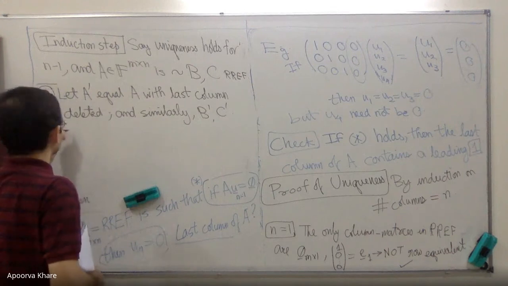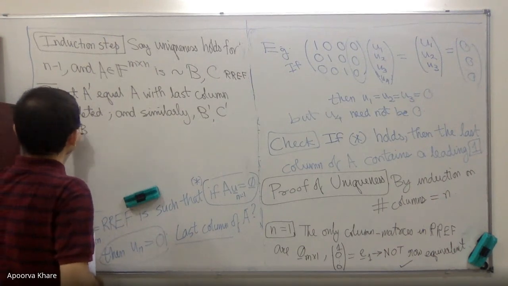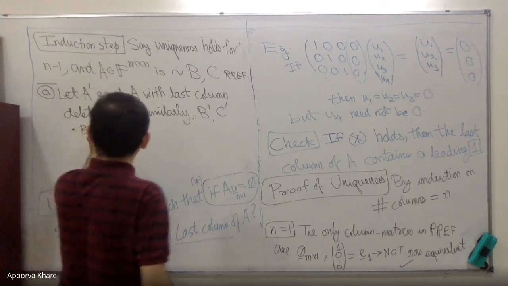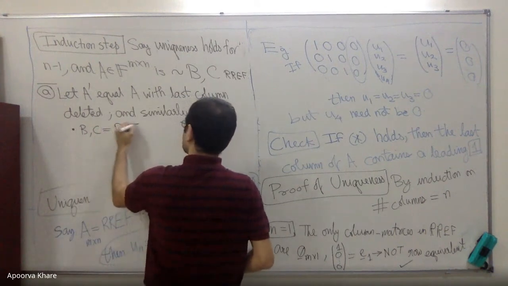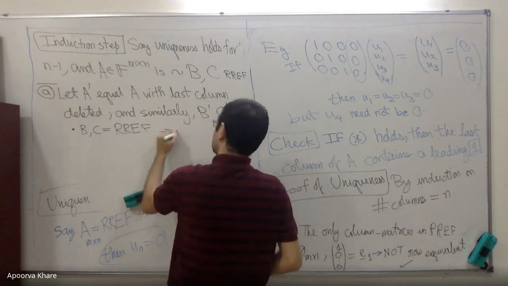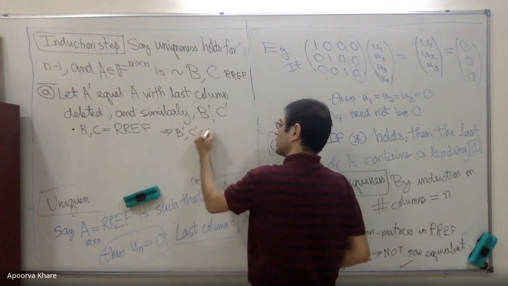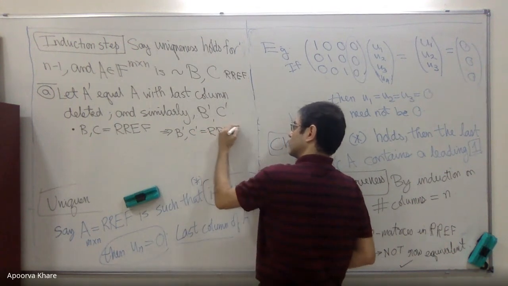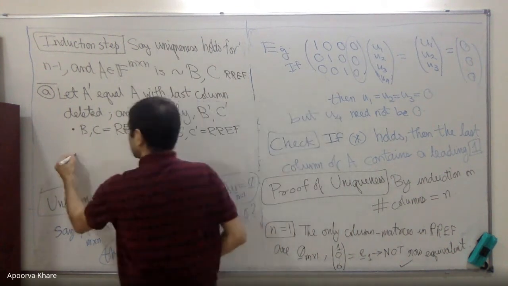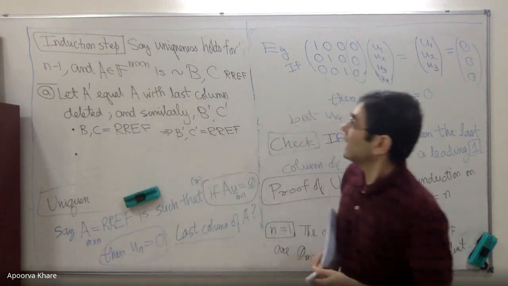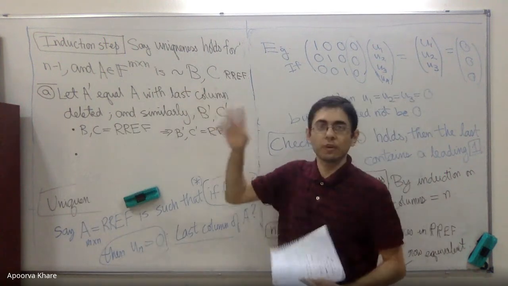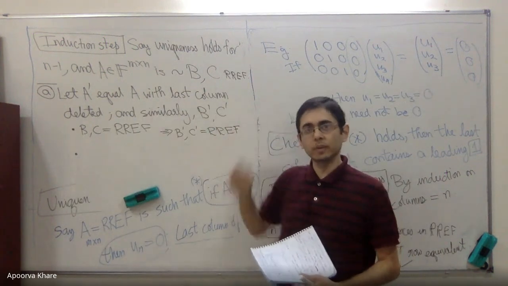So maybe I'll just say a couple of observations. B and C are in RREF, which implies B prime and C prime are also in RREF. That's what I said. Right? But there's also another point. A is row equivalent to B and C. So from A you do some row operations and you get to B and C.